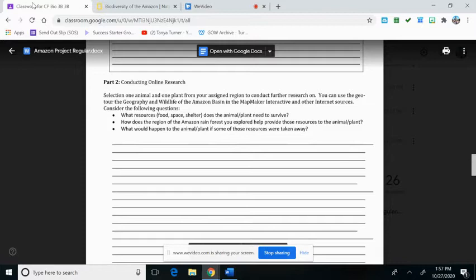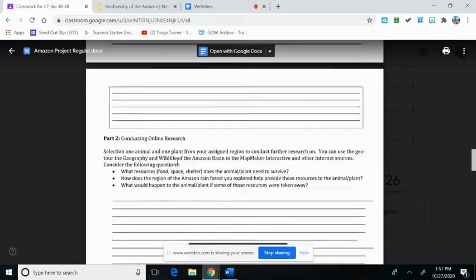What you should be answering about your plant and your animal each is: what resources does the plant or animal need to survive? How does the region of the Amazon rainforest that you looked at provide these resources? And what would happen to the animal or plant if some of these resources were taken away?